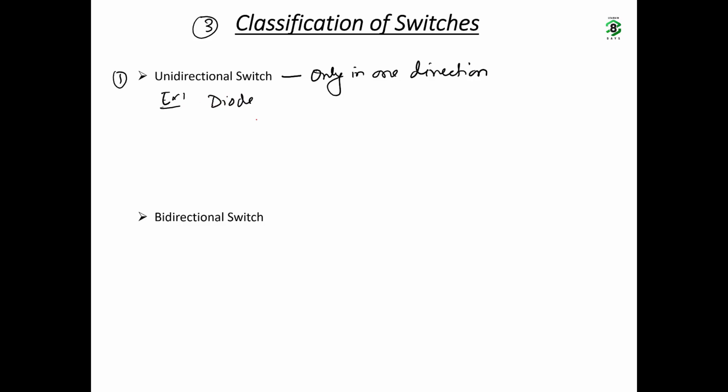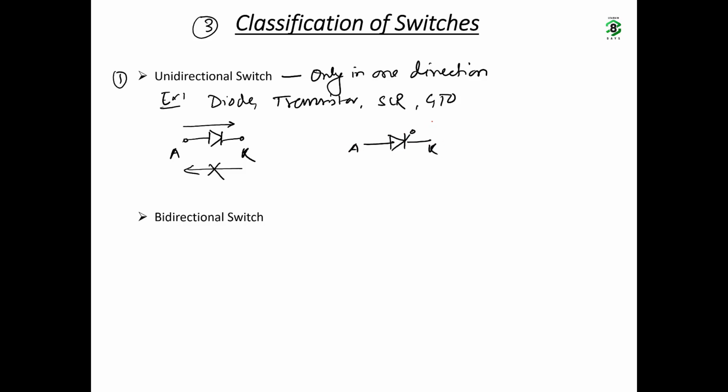Example, diode, transistor, SCR, GTO. Suppose for a diode, this is anode, cathode. It will allow the current flow from anode to cathode, but not from cathode to anode. Similarly for the transistor, SCR and GTO also. If you see SCR, anode, cathode, gate, it will allow the current from anode to cathode, and not from cathode to anode. Hence, its name is unidirectional switch.